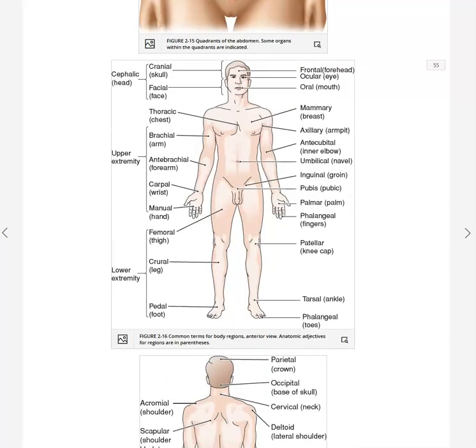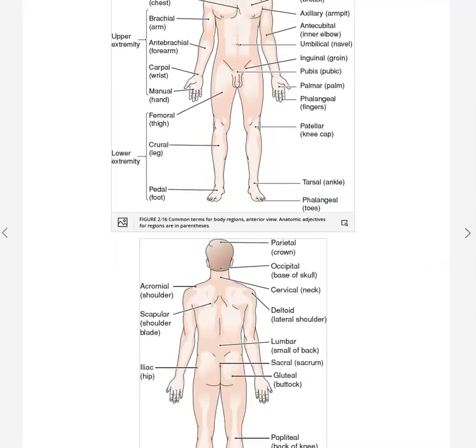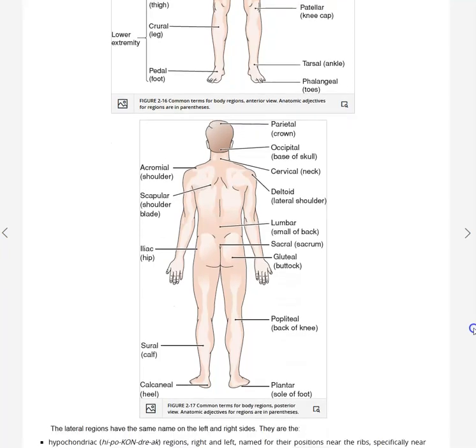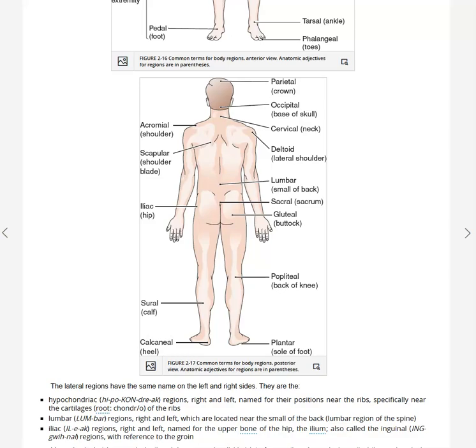Just another great figure with different terminology here: oral, mammary, axillary, carpal tunnel, that's a wrist, femoral, patellar, phalangeal. Review those. Again, you don't have to memorize them exactly. This is not an anatomy course. This is a terminology course.